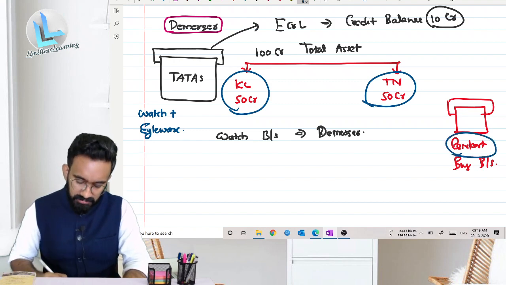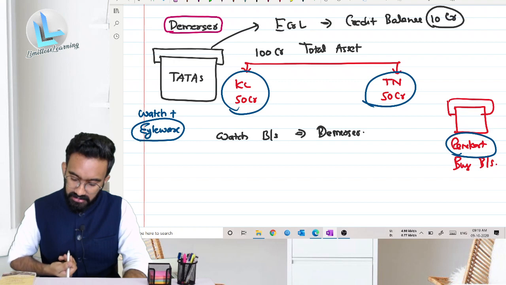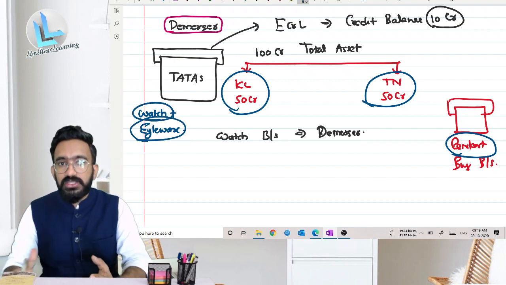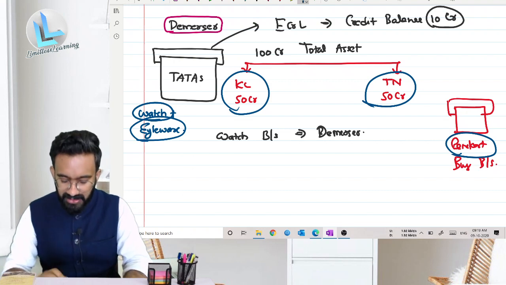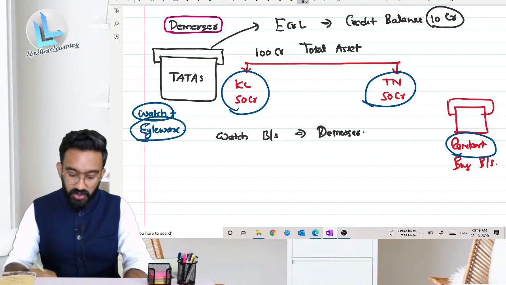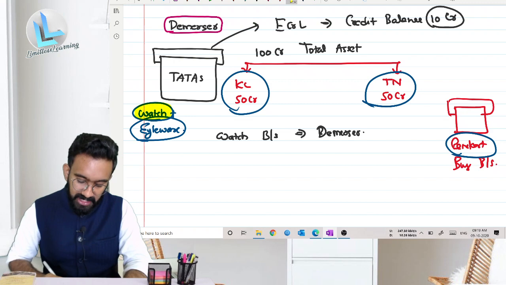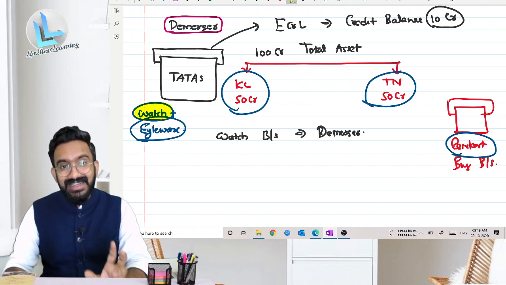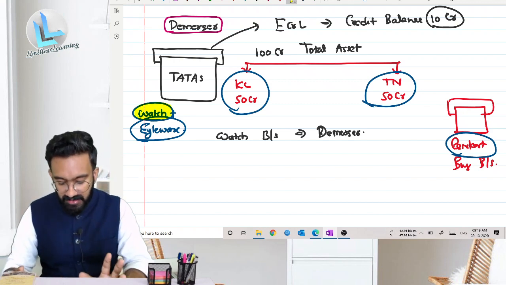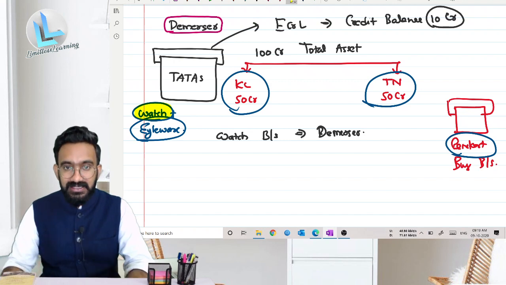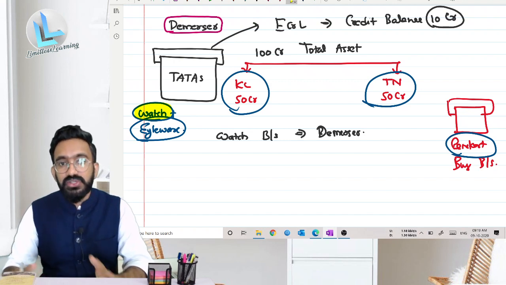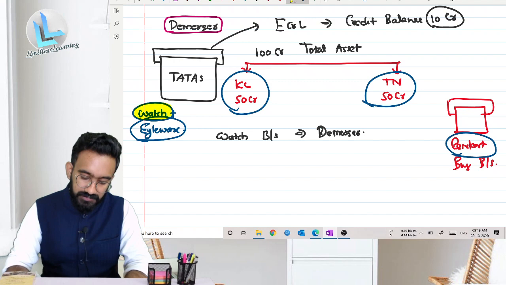No, because they're not buying their eyewear business, they're only buying their watch business. Lenskart also wants to expand into watch. Lenskart already has eyewear, so they're only buying the watch business. So the credit attributable to their watch business, the ratio of asset, that much only will be transferred to them.